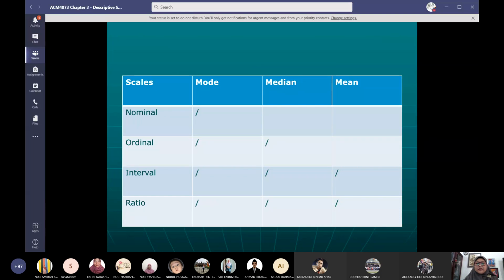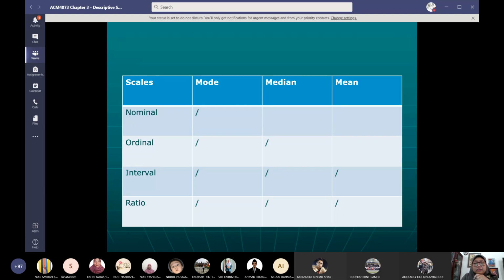The next one is interval. It refers to classes that have a certain range between the numbers. That is interval. You can start from 1 to 5, 6 to 10, for example. That is called interval. For interval data, you can find all three, namely mode, median, and mean.